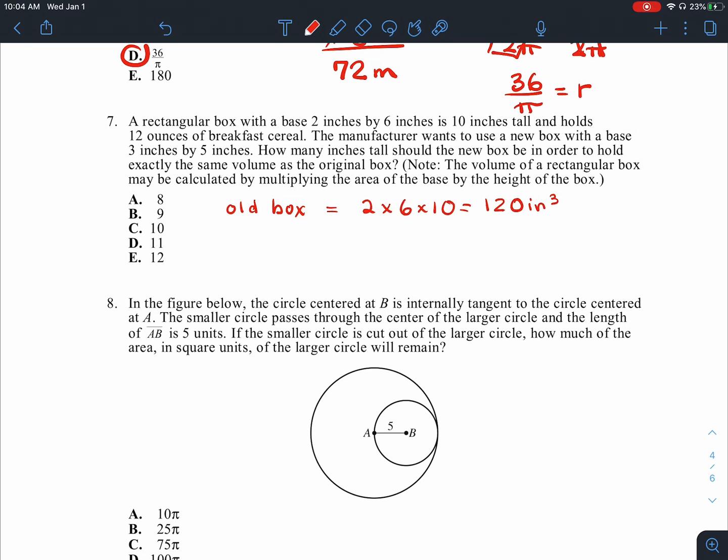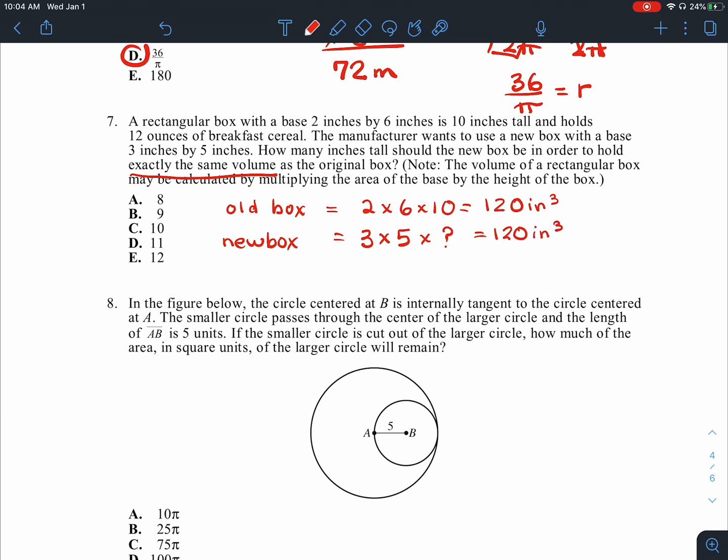Now the manufacturer wants to use a new box. He wants the base to be 3 and the width to be 5, but we don't know what the height is for this new box. And he wants it to have the exact same volume. We want the exact same volume. So that means it's going to have 120 cubic inches of volume in it.